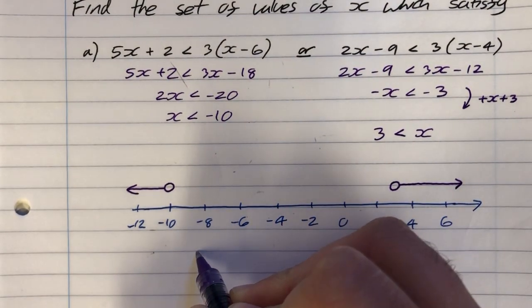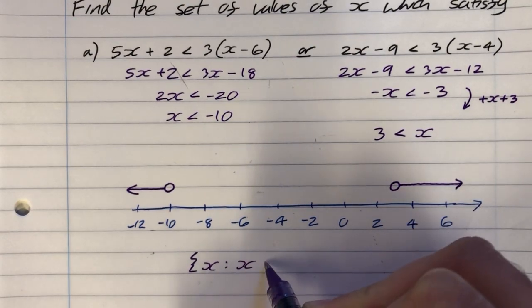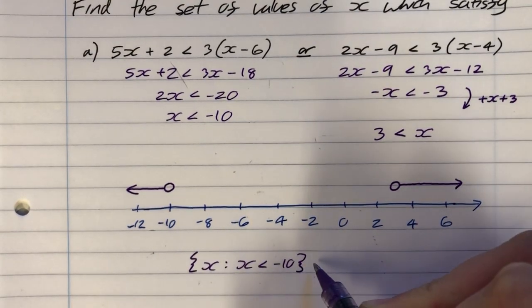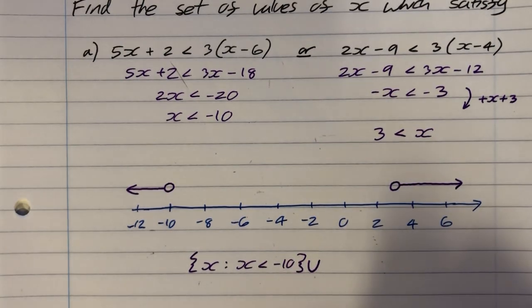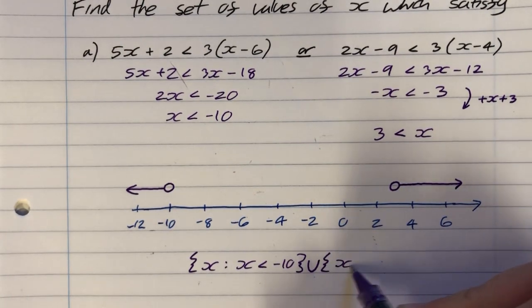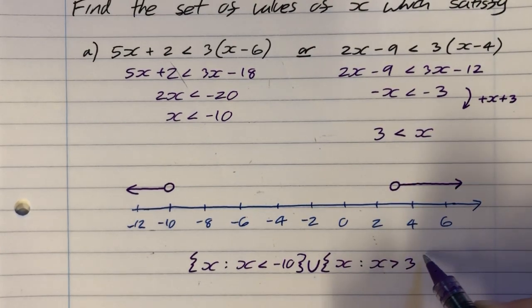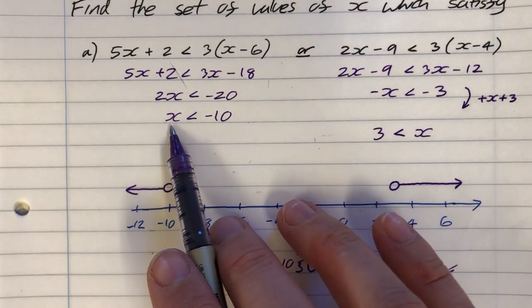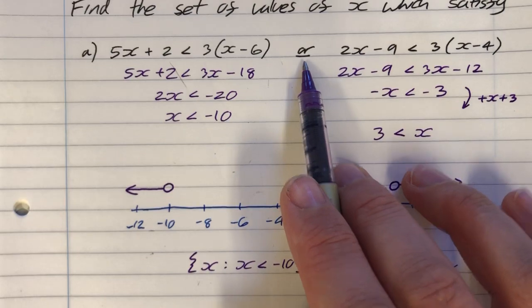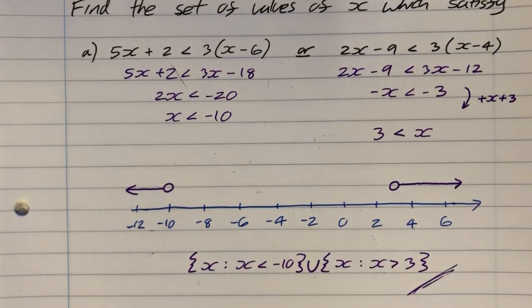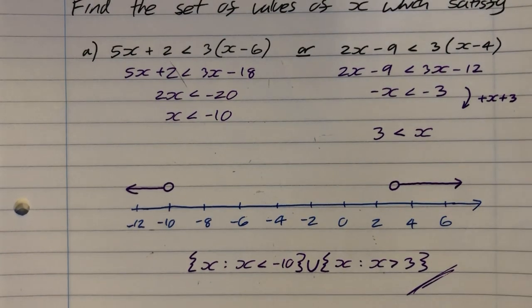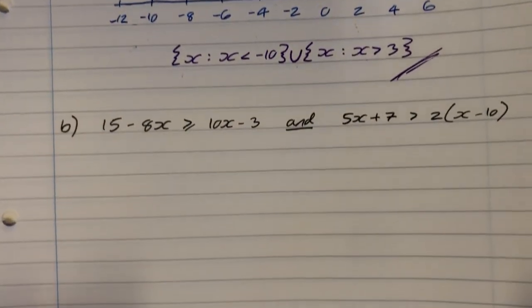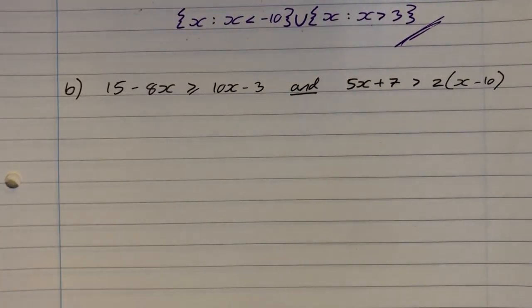So as a set notation, we would write the answer as x such that x is less than minus 10, or, which is that union symbol, x such that x is greater than 3. And that's the solution. If you're going to write it as inequalities, you would have to write it as x is less than minus 10, physically use the word or, and then x is greater than 3. Okay, but this is better than using the word or because it's got a piece of mathematical notation in there instead. Okay. And my final example, we're going to separate them with the word and.